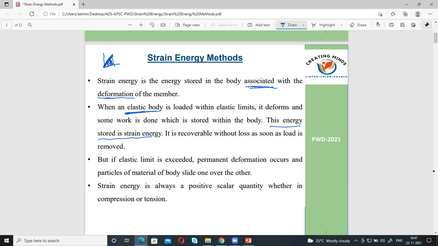Okay, see, it is recoverable without loss as soon as the load is removed. See, this is very, very important. Strain energy is which type of energy? Is strain energy permanent, or is strain energy recoverable? Recoverable. Is strain energy dissipating? None of these. This recoverable is the question they may set, so you have to pick recoverable. Strain energy is recoverable energy. See, just point by point you can set the basics, understood?